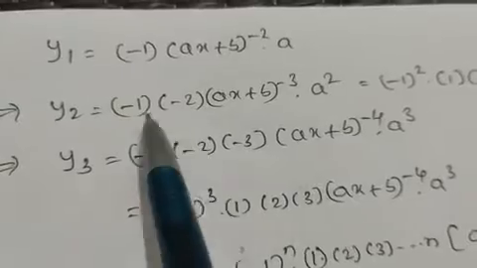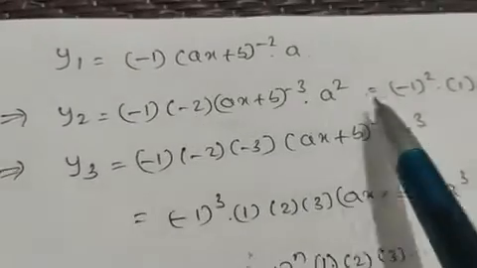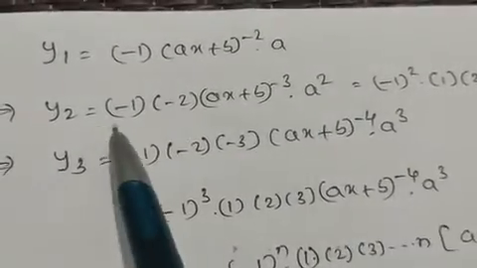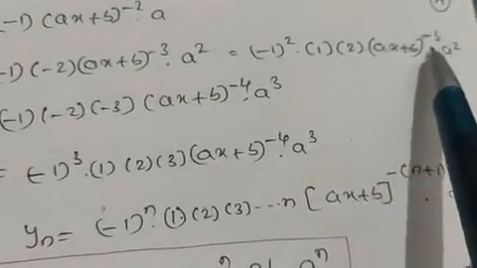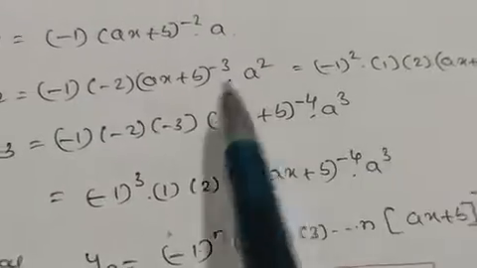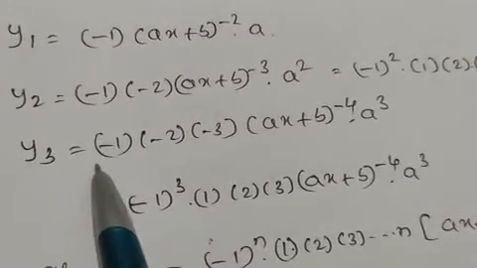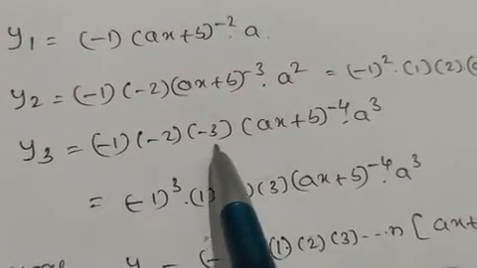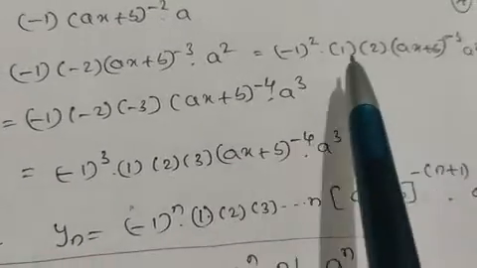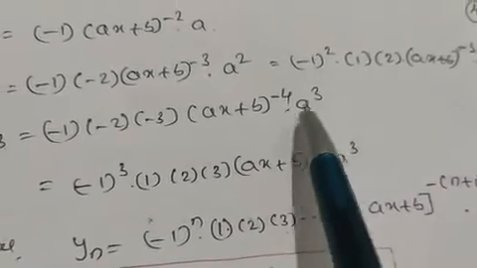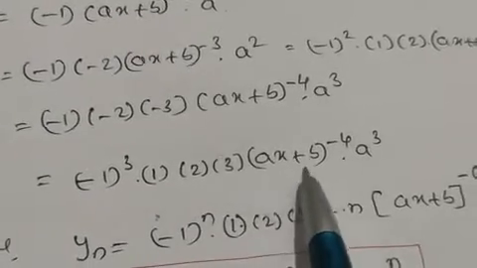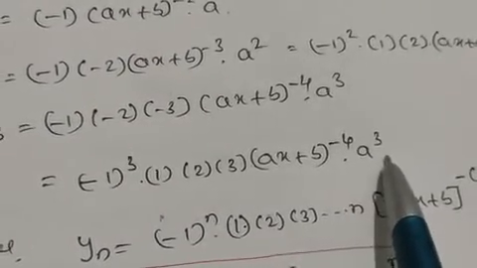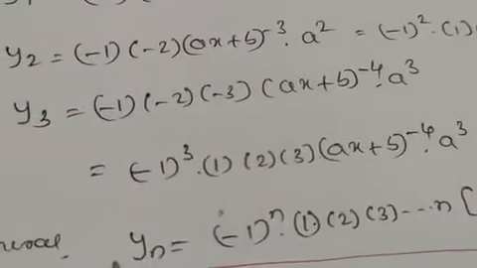Here we have two terms, both negative, so we can take minus 1 squared common, and it is 1 into 2 into (ax plus b) raised to minus 3 into a square. Then the next term, y3, is minus 1 into minus 2 into minus 3 into (ax plus b) raised to minus 4 into a cube. So it is minus 1 whole cube into 1 into 2 into 3 into (ax plus b) raised to minus 4 into a cube. We can generalize this.